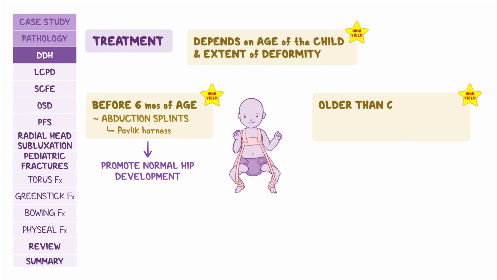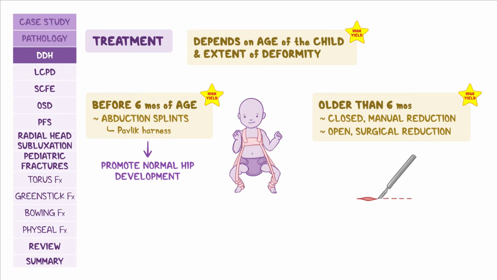For those older than 6 months, closed, manual reduction of the femoral head into the acetabulum can be performed under anesthesia. If this doesn't work, open surgical reduction might be necessary.